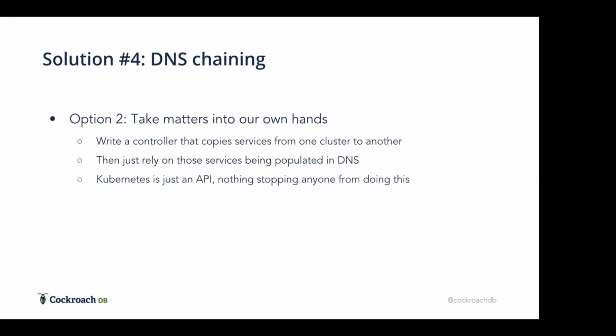Also, to make this DNS chaining work, we could just take matters into our own hands. So instead of trying to use core DNS, we could just write our own controller that copies services from one cluster to another, and then they would automatically be populated in DNS. And since Kubernetes is just an API, anyone could do this if they wanted to. But it's much preferable to reuse existing solutions rather than build new ones, especially if I won't have a lot of time to dedicate to maintaining the new ones. So I haven't written anything like this. It seems like we should be able to use what's already out there rather than having to build something new. But this might be worth doing. It would be a great thing to contribute to the community if you do have some time on your hands to try it.